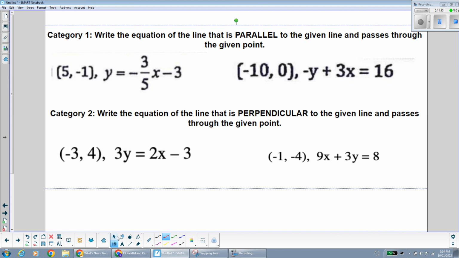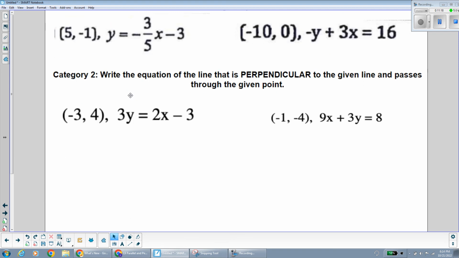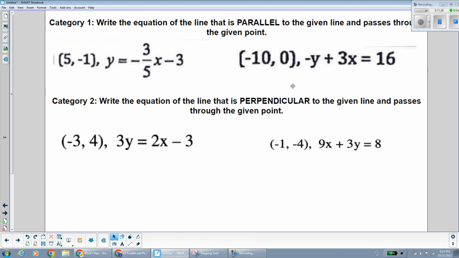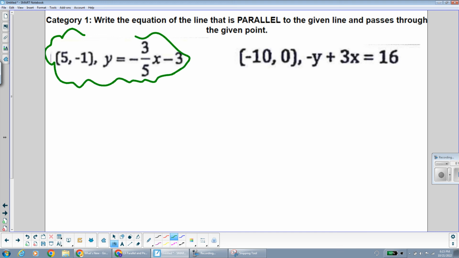So now we're actually going to write the equation of the line parallel to the given line passing through the given point. I paused the video for a second so I could make myself more space because I didn't have space for this one. So we're only going to do one of these. We'll just do the first one and then we'll move on to the next slide.